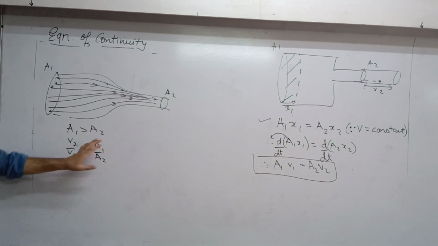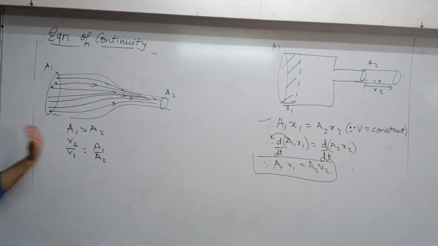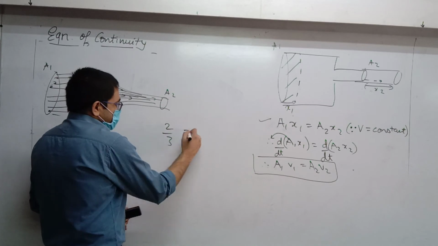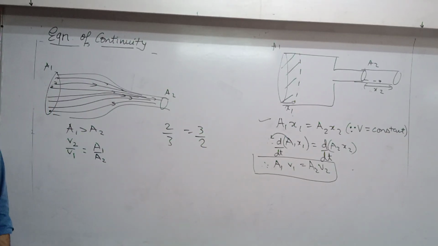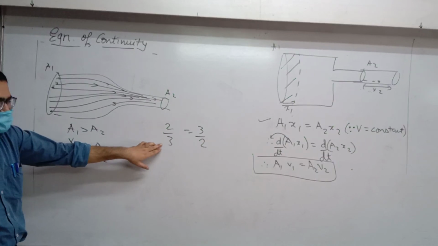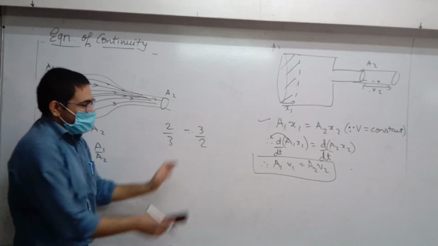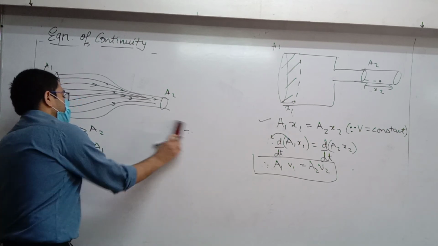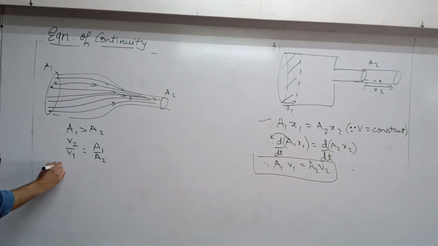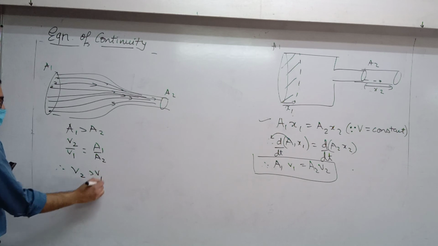So now look at this side. Obviously we should have same on both sides. Yes or no? Yes. Otherwise this is totally impossible. Don't you think? If you have numerator bigger on one side than denominator, then on the other side also you should have it like that. Clear? Okay. So this clearly tells you that V2 is greater than V1.